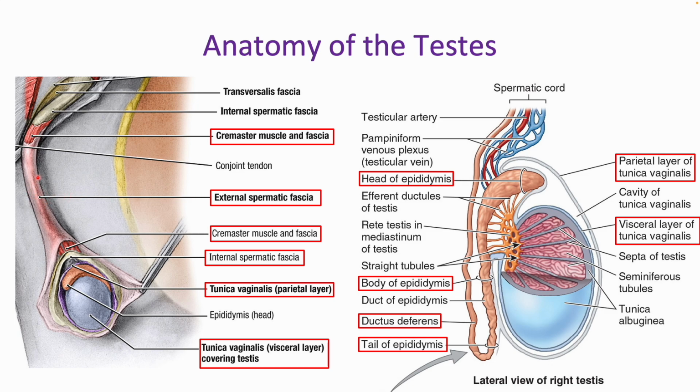Covering that, we're going to have our external spermatic fascia, but outside of that, we're going to have the muscle and fascia of the cremaster right here. Deep to that, we're going to have our internal spermatic fascia. We retract that. We're going to have our tunica vaginalis, where we'll see our parietal layer first, because parietal is going to be the wall, the outside. And then inside, we're going to have our tunica vaginalis, or the visceral layer, which is covering the testes.